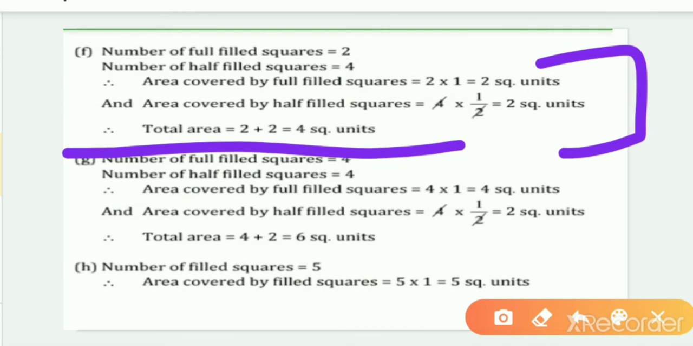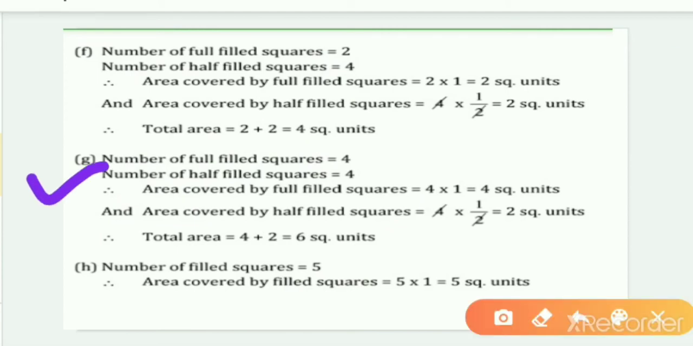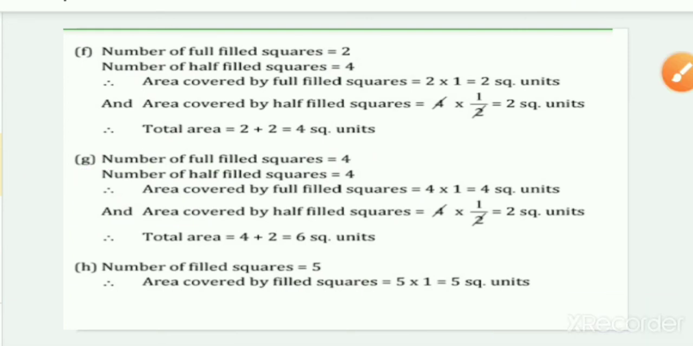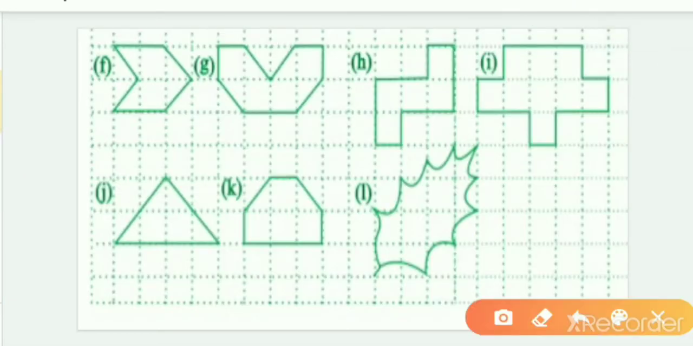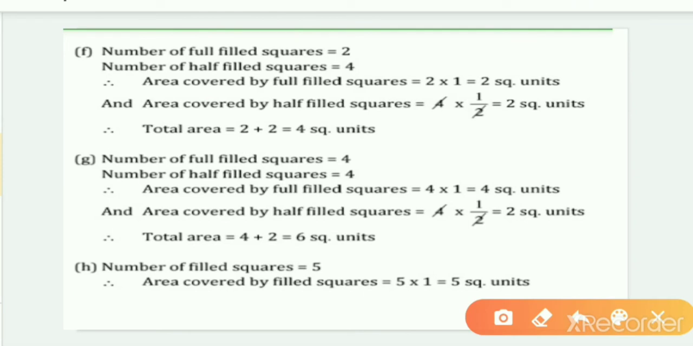Okay. Now moving to the next, we have number of fulfilled squares. In the next part we have to see, that is G part. Now count the square boxes, it is very visible. 1, 2 fulfilled, 3 and 4. 4 are full squares, and how many? 4 are full squares and half are 1, 2 and 3 are half squares, right? Yes, it is given here. Number of full filled squares are 4 and number of half filled squares are again 4.